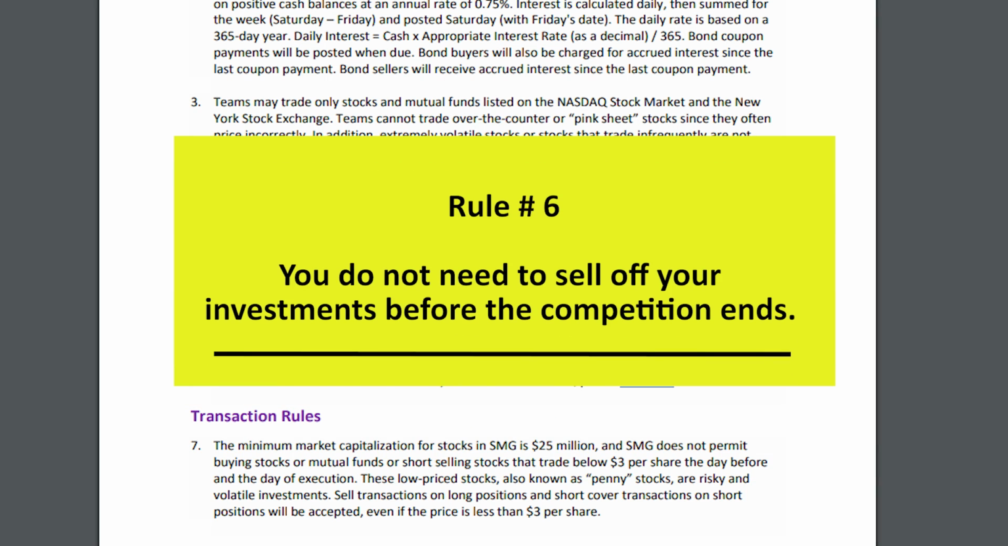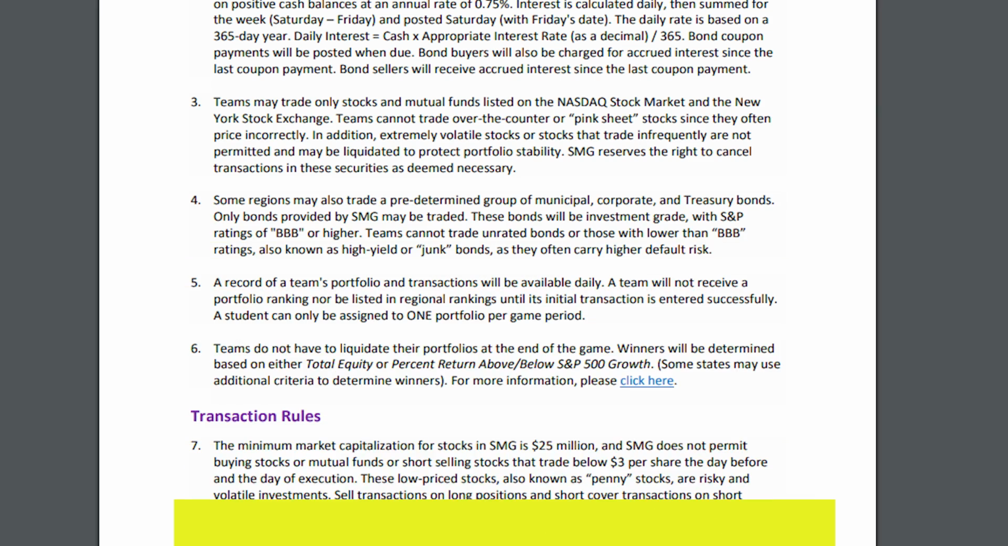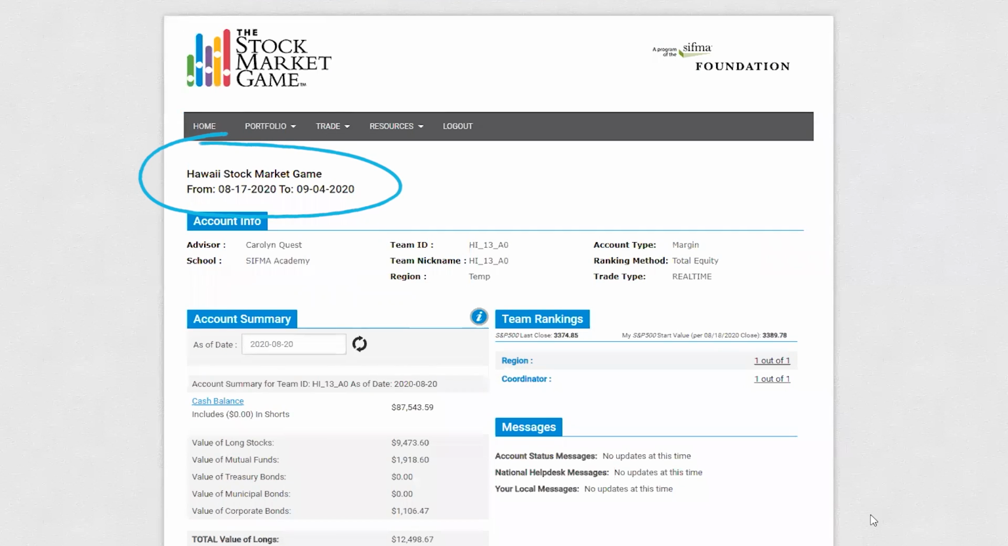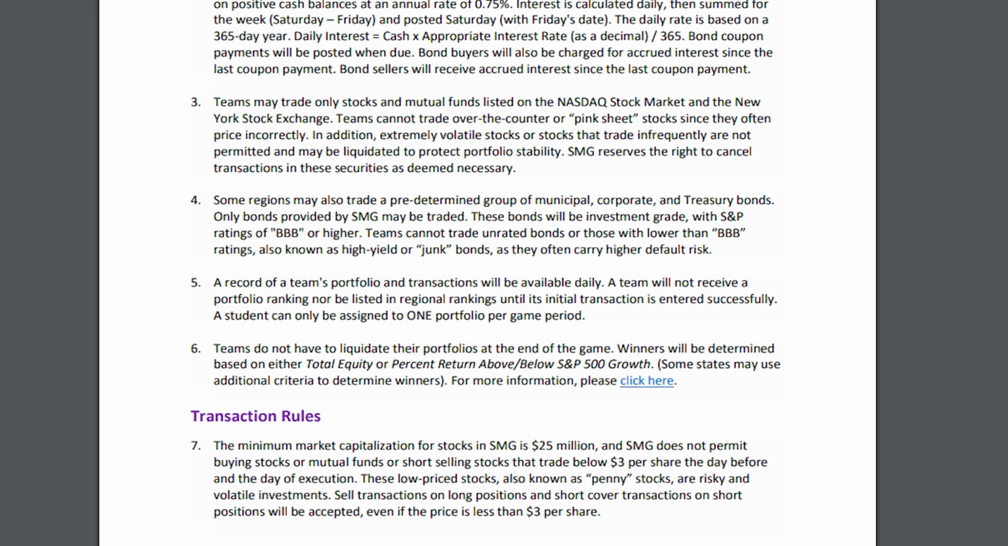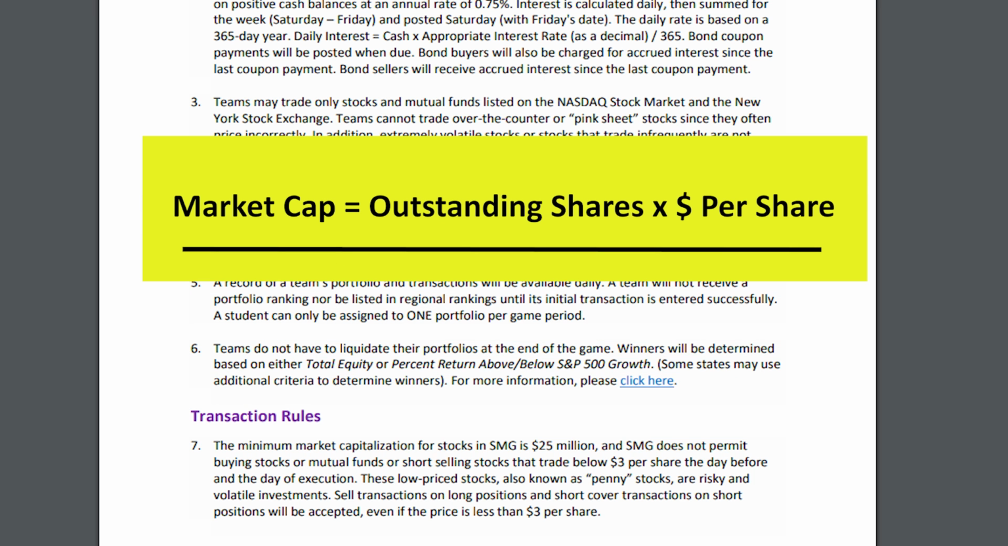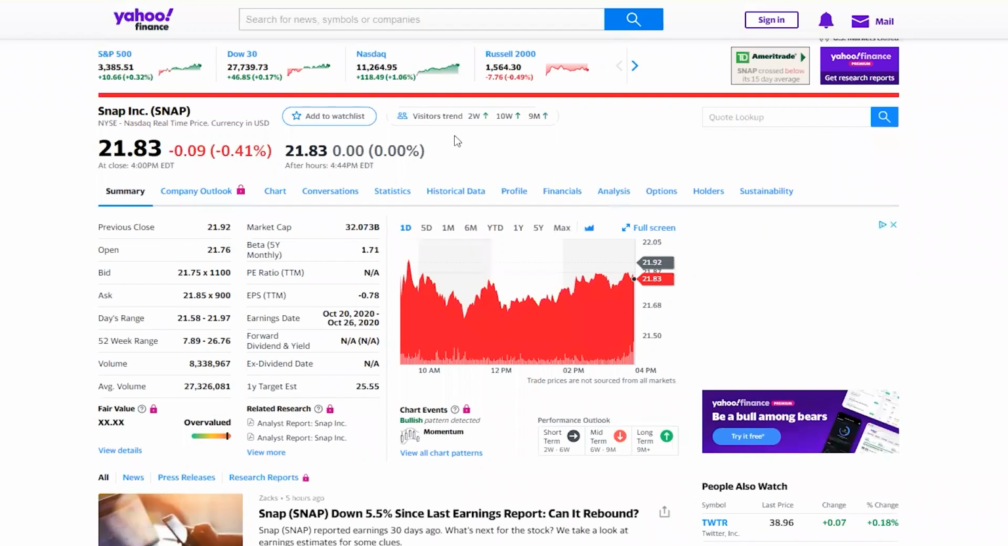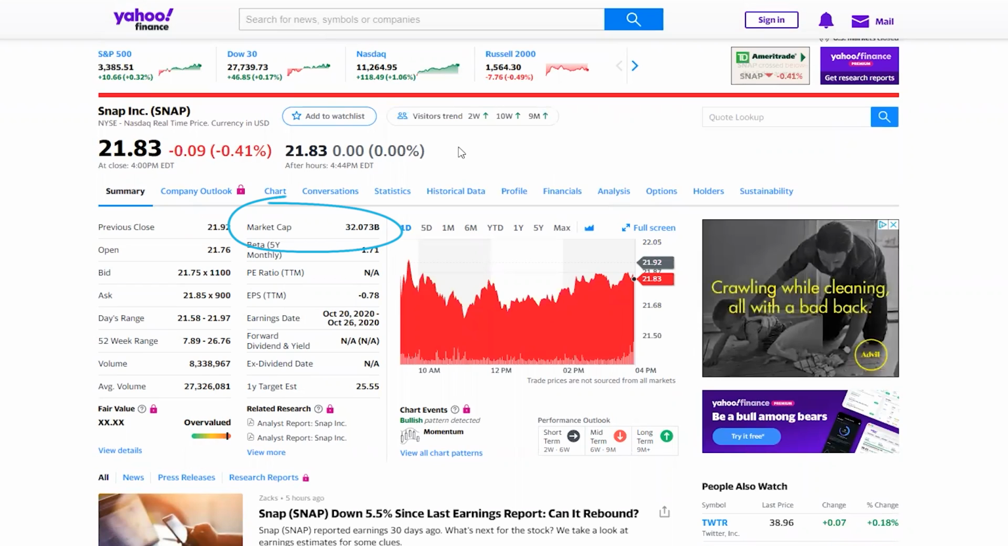Rule number 6. You do not need to sell off your investments before the competition ends. You can find the beginning and the end of your competition here. Rule number 7. You can only buy stocks that trade for $3 or more and are from companies that have a market capitalization of $25 million or more. Market capitalization, or market cap, is how much a company is worth. You can find the market cap by multiplying the total number of outstanding shares by the price per share. You can see a company's market cap on their stock quote.